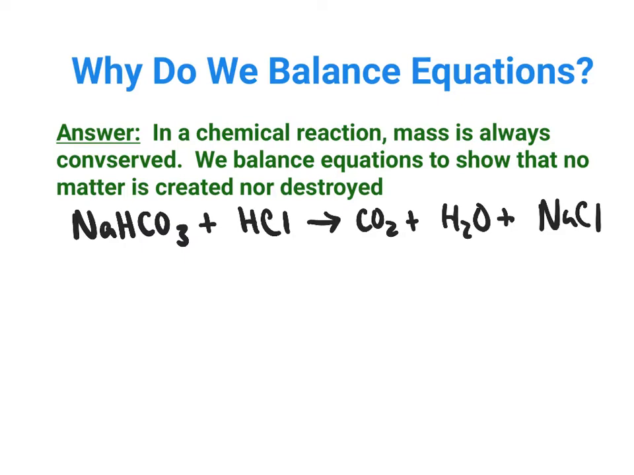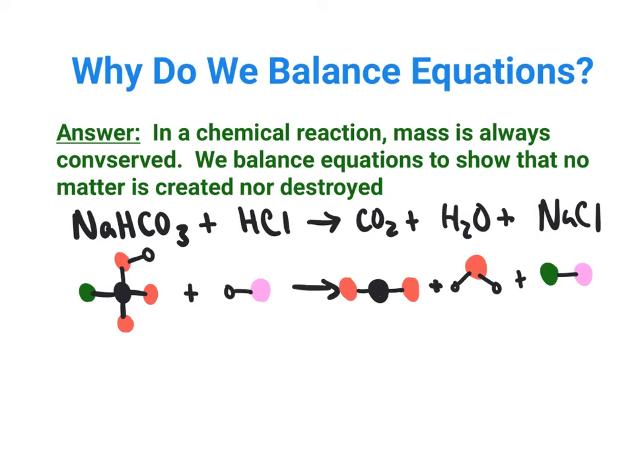If you were to draw these molecules out, you can see that we didn't add any atoms, we didn't take away any atoms, but instead we just rearranged the atoms so it looked something like this. So if you count up both sides, you'll see that over here we have one carbon atom, we have 3 oxygen atoms in the red, we have 1 sodium atom, we have 2 hydrogens, 1 there and 1 there, and we have 1 chlorine atom.